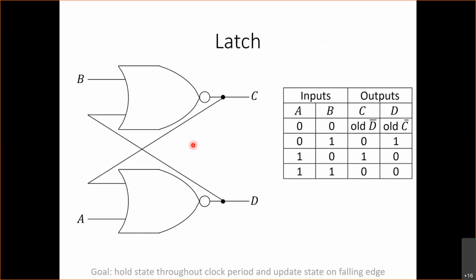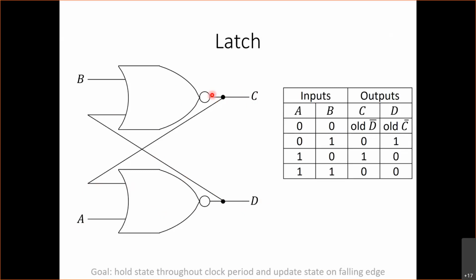Here I have 2 NOR gates. The first NOR gate up here has an input B and an output C. The second NOR gate has the output D and an input A. But I've also taken the output of the first NOR gate and provided that as an input to the second NOR gate, and I've taken the output of the second NOR gate and provided that as an input to the first NOR gate. So I have this loop backwards in my circuit. Let's see what that does.